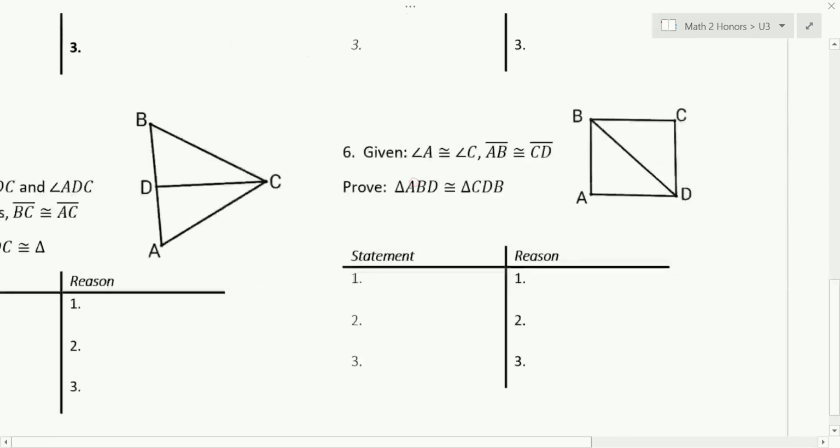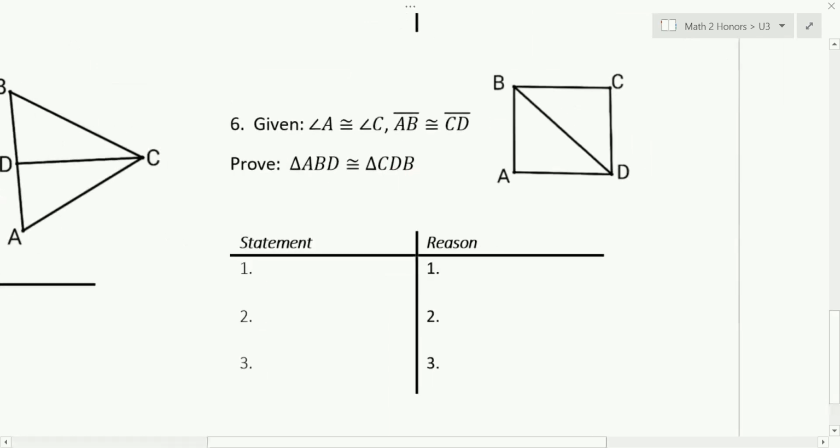at number 6. Okay, 6 is a little more formal. They tell you how many steps here. Eventually, I won't tell you how many steps, but you got 3 steps that we're going to look at. And what's the first step going to be? Copy the givens, right? So angle A is congruent to angle C, and side AB is congruent to side CD. And the reason? Given. Okay, so that's how we always start.